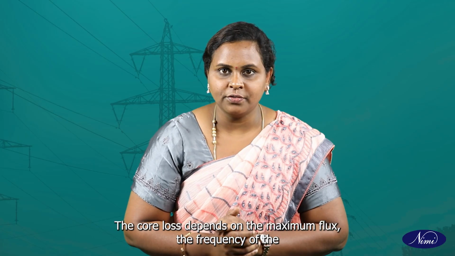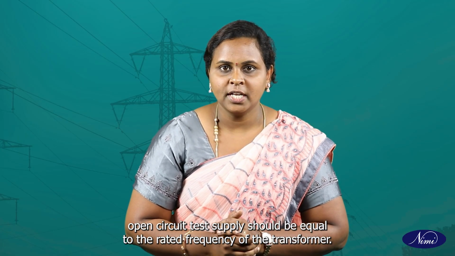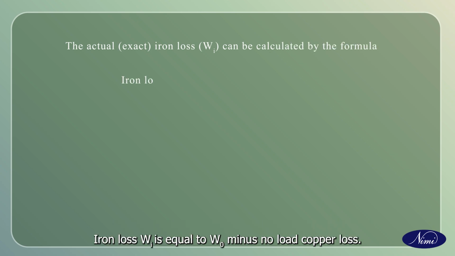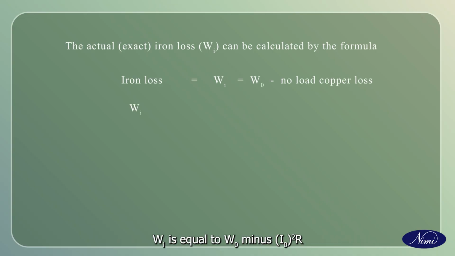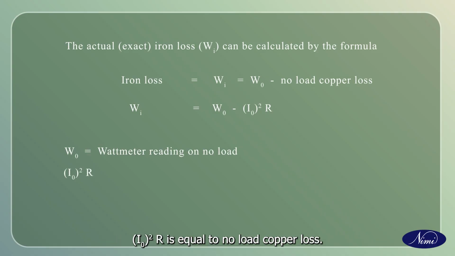The frequency of the open circuit test supply should be equal to the rated frequency of the transformer. The actual, that is exact, iron loss Wi can be calculated by using the formula: iron loss Wi is equal to W0 minus no load copper loss. Wi is equal to W0 minus I0 square R, where W0 is the wattmeter reading on no load and I0 square R is the no load copper loss.